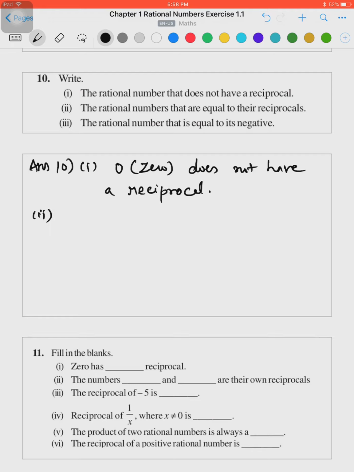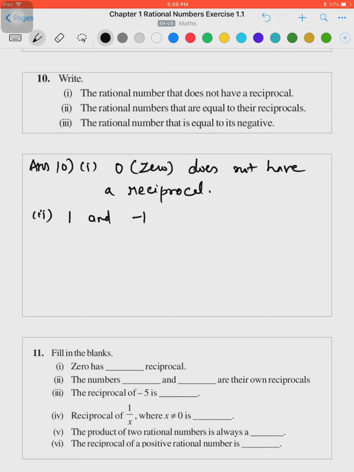Second part, the rational numbers that are equal to their reciprocal. The rational numbers that are equal to their reciprocal are 1 and minus 1. If you find the reciprocal of 1, it will be again plus 1, or if you find the reciprocal of minus 1, that will be again minus 1. So the numbers 1 and minus 1 have their reciprocal equal to themselves.